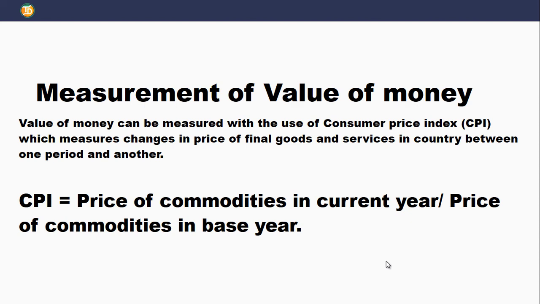Remember, I just explained the value of money. The value of money is inversely related to what? Price level of goods and services. And if you calculate the consumer price index and you get a value like 120%, it means that the price level of goods and services has increased by 20%, which means that the value of money has fallen by 20% as well. So this is how to measure the value of money in an economy.